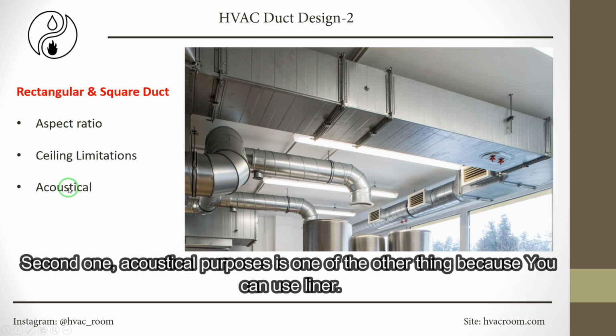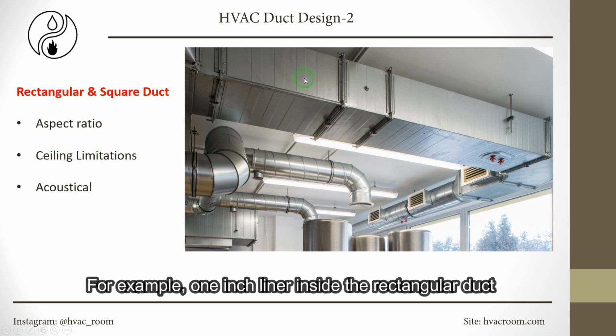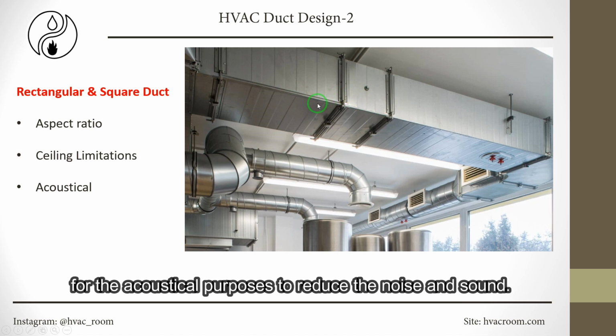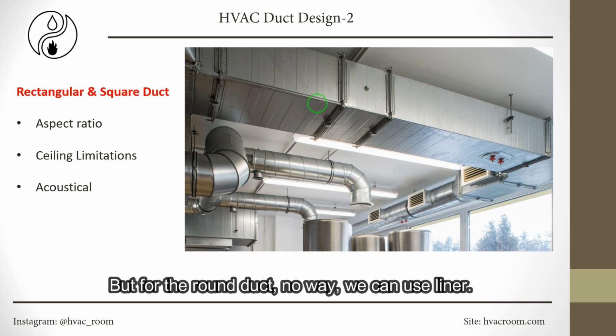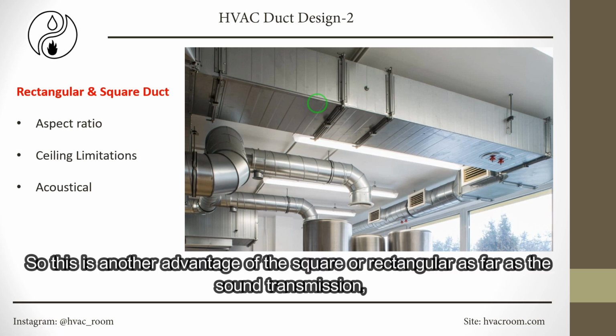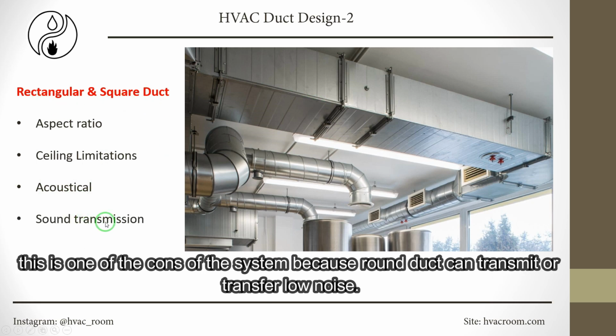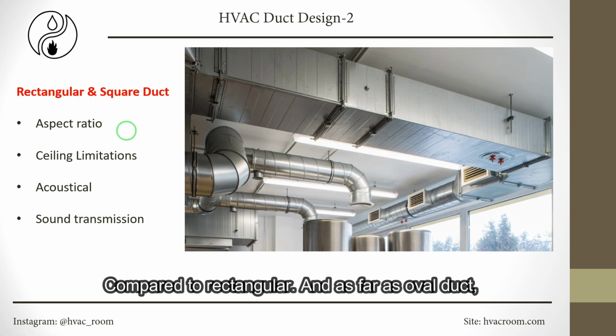Second one, acoustical purposes is one of the other things, because you can use liner, for example 1-inch liner inside the rectangular duct for the acoustical purposes to lower and reduce the noise and sound, but for the round duct, no way we can use liner. So this is another advantage of the square or rectangular duct. As far as the sound transmission, this is one of the cons of this system, because round duct can transmit or transfer low noise compared to rectangular duct.